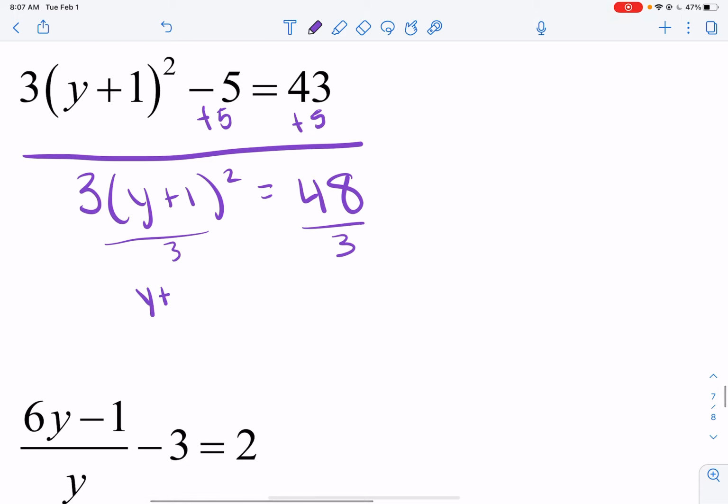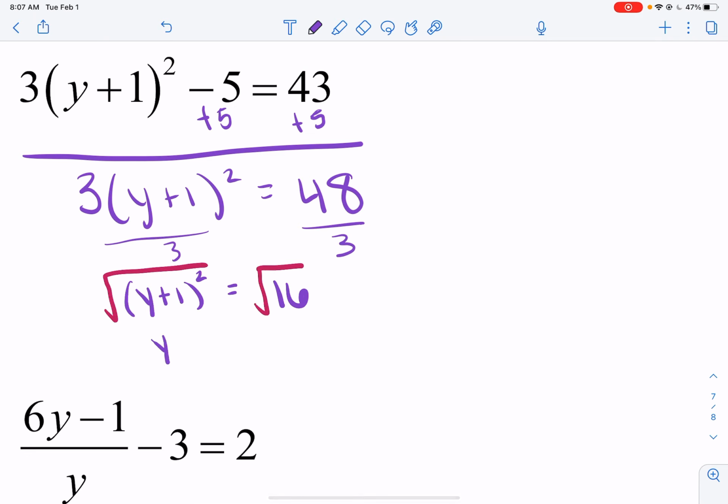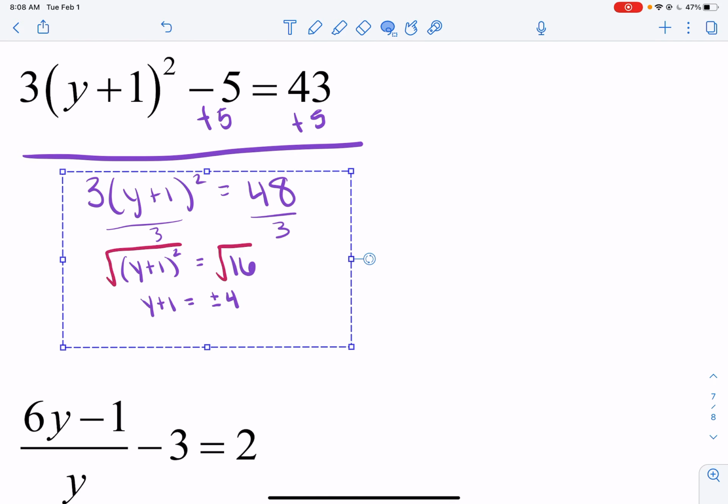So we have y plus 1 squared equals 16. Then I'm going to take the square root on both sides to get rid of that squared. So this becomes y plus 1, but we need to be careful because when we take the square root, that's plus or minus 4. So that's going to give us 2 answers when we have a question like that.